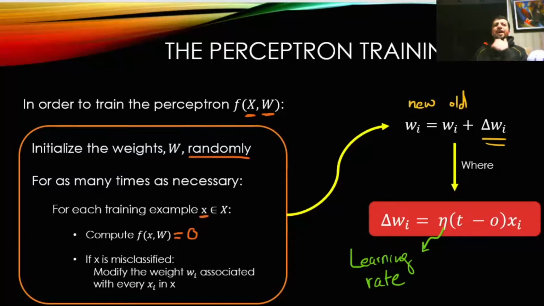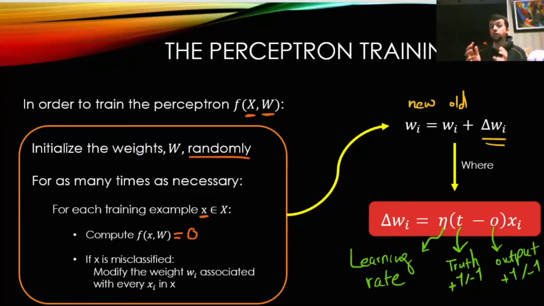You can think of this as the step size. I'm going to explain to you what that is in a minute. Think of T as your actual ground truth. Let's say it is the truth. And think of O as your output, as we've talked about before. So output could be either +1 or -1. Your ground truth is also +1 or -1, because these are the only values that you can produce with your perceptron. It can either produce +1 or -1.